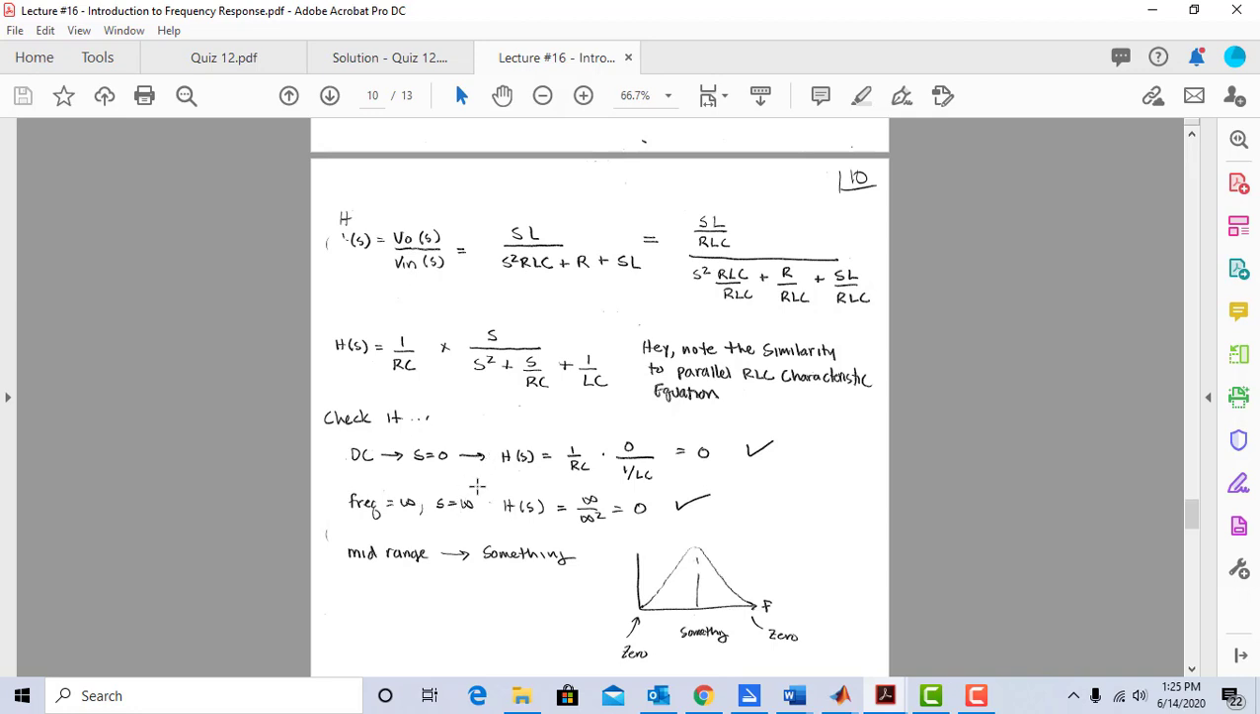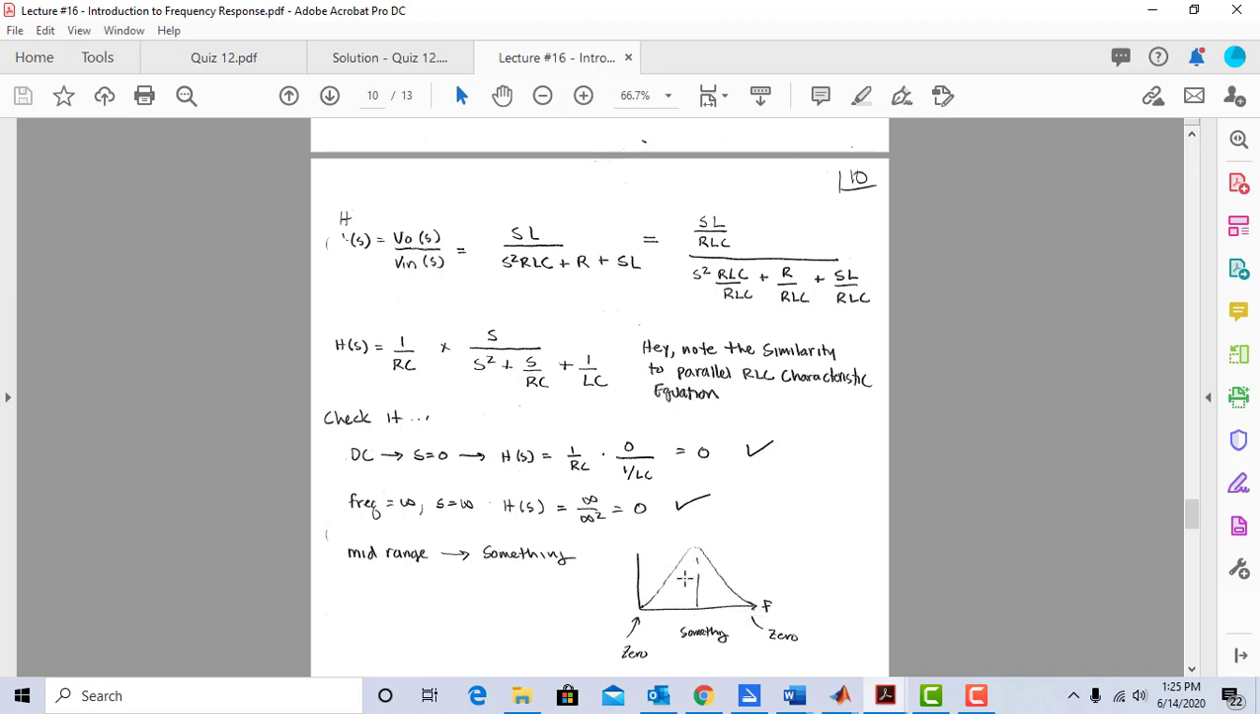Now let's take the frequency to infinity. I got an infinity here, and I got an infinity squared here, but I only got a regular infinity here, and I got nothing here. So I really have infinity over infinity squared. That's 0. So notice that my 0 from my transfer function agrees with my 0 from the circuit. My infinity from the transfer function agrees with my infinity from the circuit.